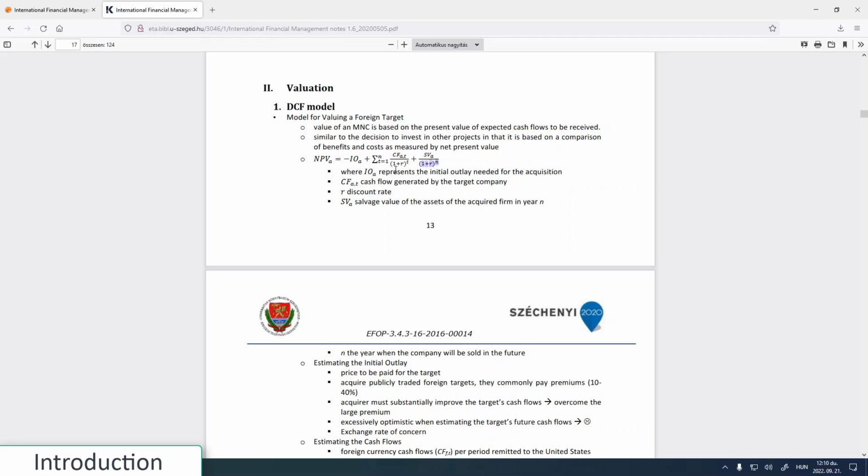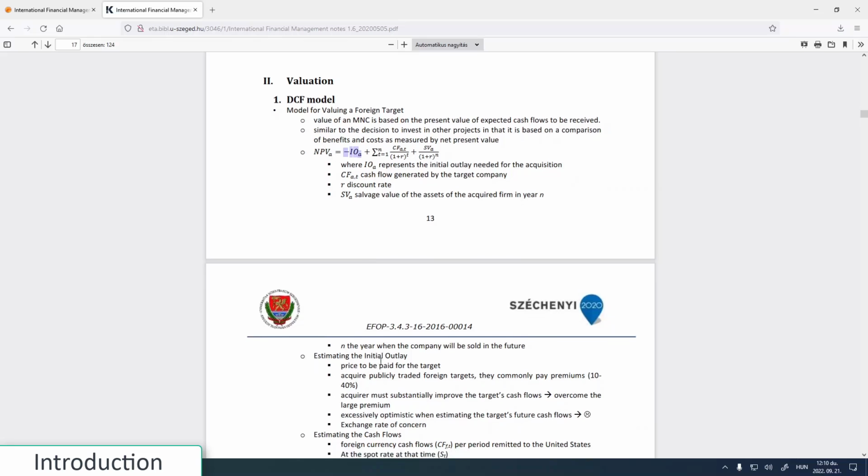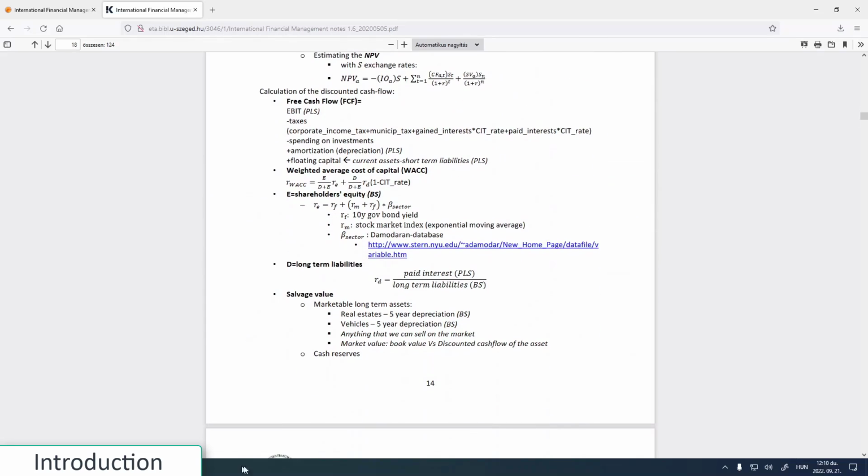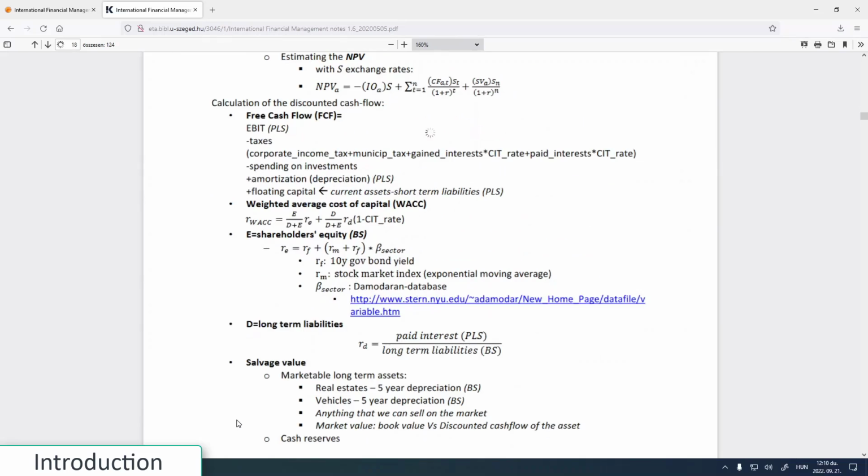So yeah, and we don't have to care about this initial outlay because right now we're just evaluating the company, not the purchase of the company. If you had an initial outlay, it means that we're already putting some cash on the table because we would like to purchase some percentage. Right now we are not doing it, so this part is 0. Okay, so let's create an appropriate design.